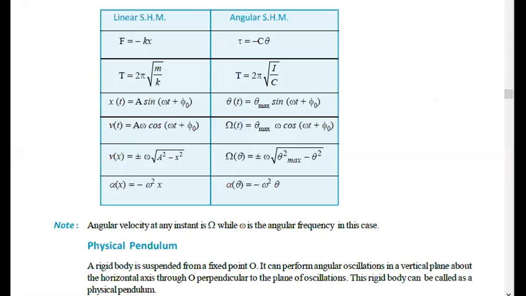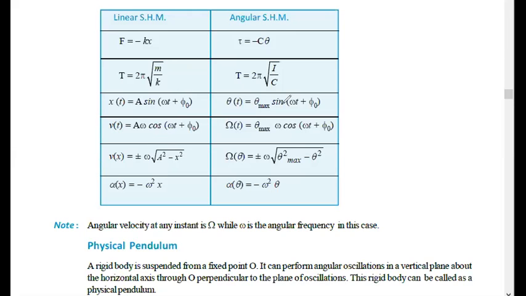Does anyone have any issue? That's why this was a very easy topic. Does anyone have any issue in this? Minus or less? Minus, right? It will be minus now. Clear? Okay. The next concept, that's it.